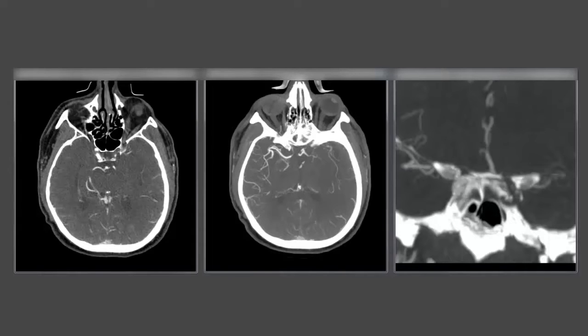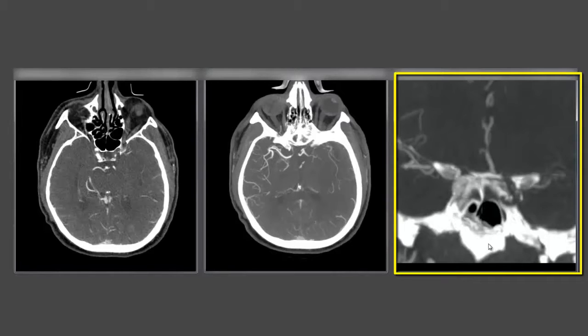In this video, we're going to talk about internal carotid artery occlusions intracranially as a cause of acute ischemic stroke and how to recognize an ICA occlusion on a CT angiogram. So we have our source images, we have our thick MIP reconstructions in the axial and coronal planes.